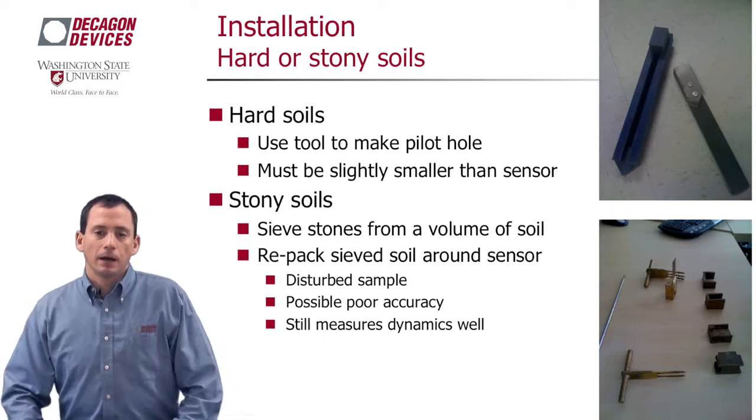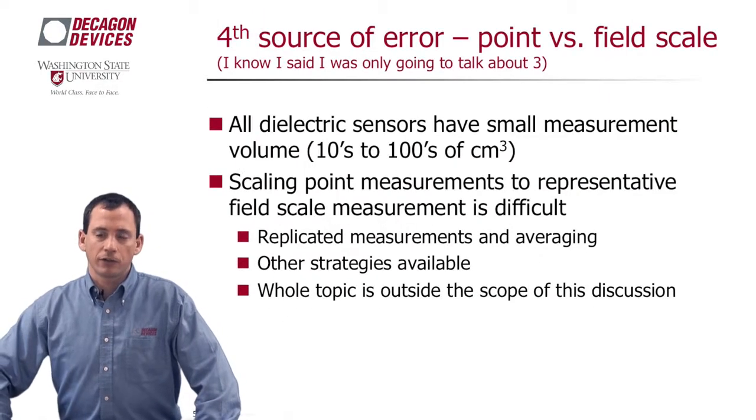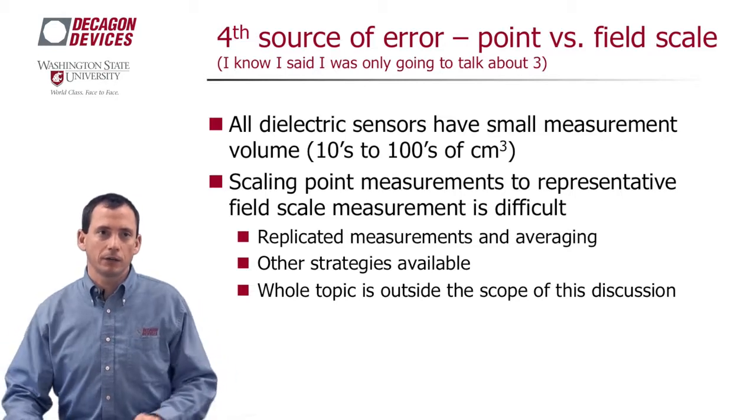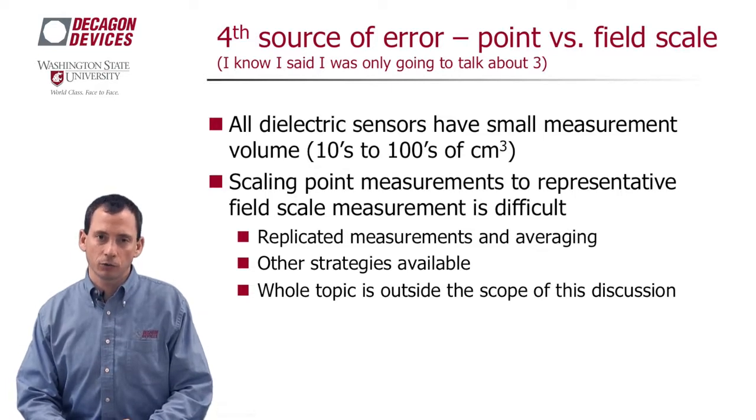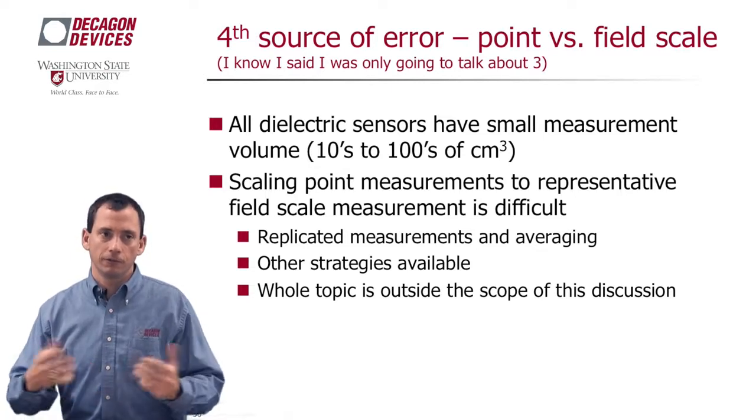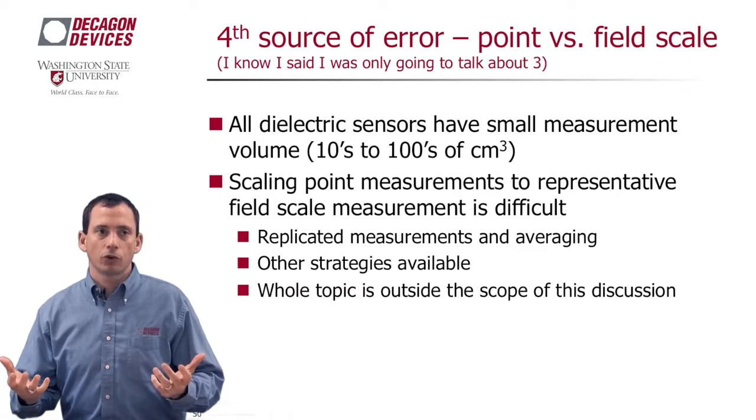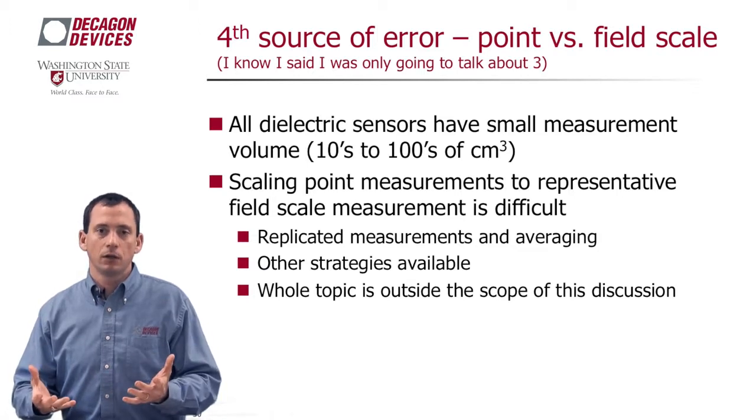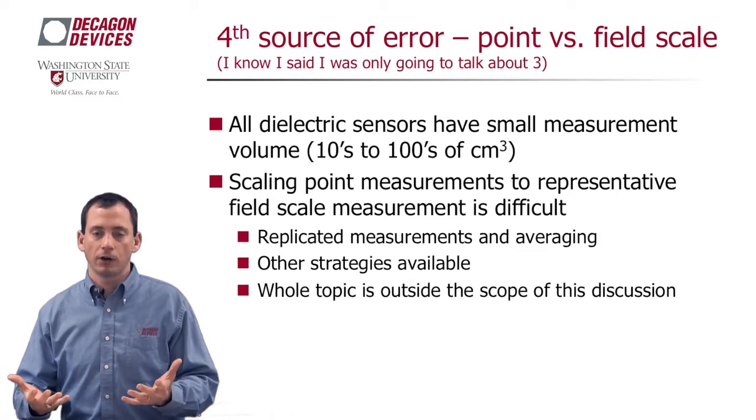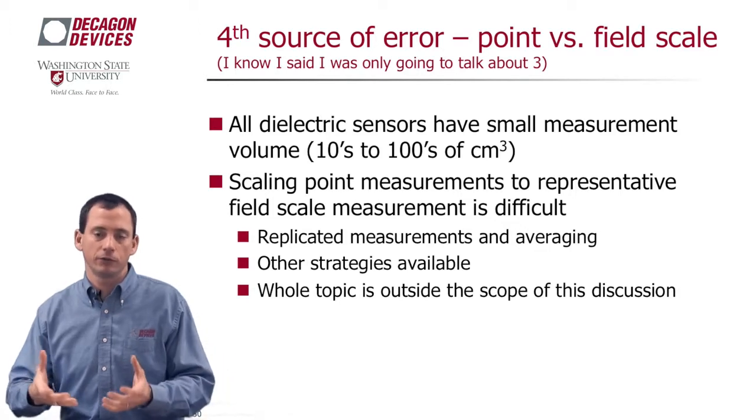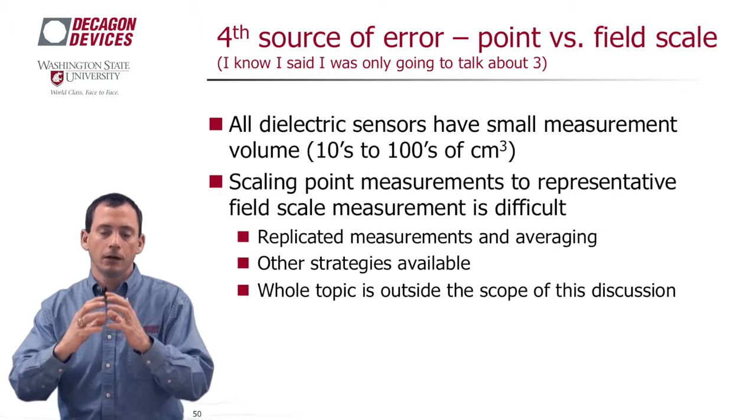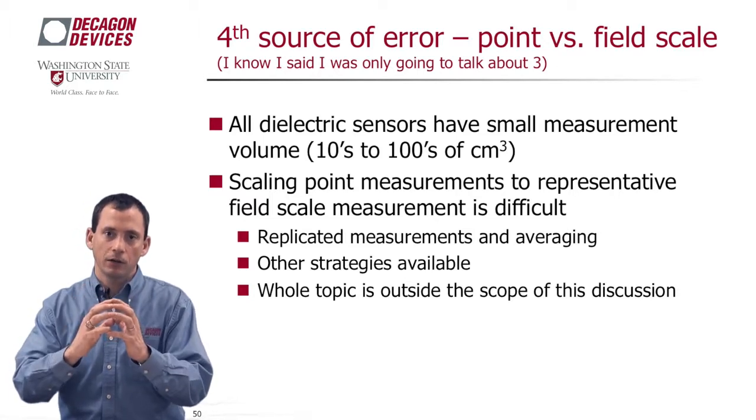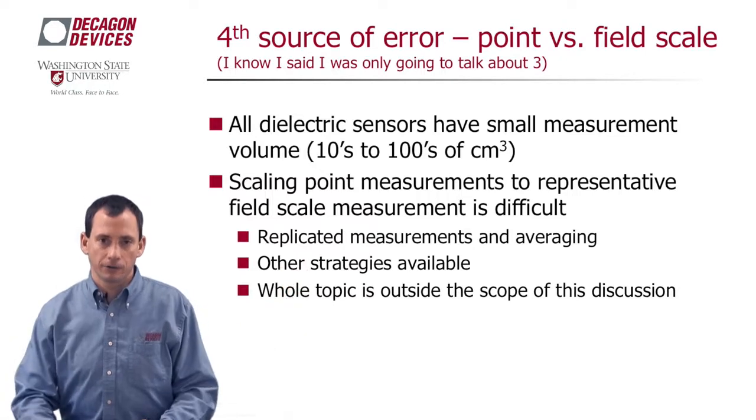Okay, so I know I said I was only going to talk about three sources of error, but I do want to touch very briefly on a potential fourth source of error, and that is scaling from a point measurement with a soil moisture sensor to the field scale. All of your dielectric sensors, I don't care what they are, have a relatively small measurement volume, from tens of cubic centimeters to hundreds of cubic centimeters. So you're talking about a small soil volume, and trying to scale a soil moisture measurement from this scale up to the field scale is very difficult.